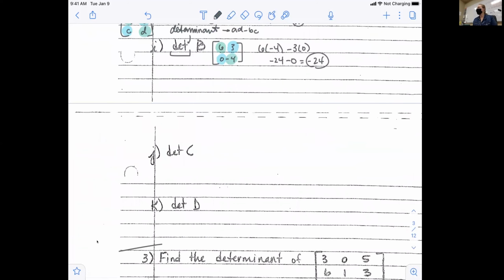Determinant of C and determinant of B. I'm not going to make you do anything bigger than a 2x2 by hand, so we're going to have to use our calculator for this. So I need everyone to get their calculators out. If you learned nothing from me today, this is the most important part. Calculator stuff.